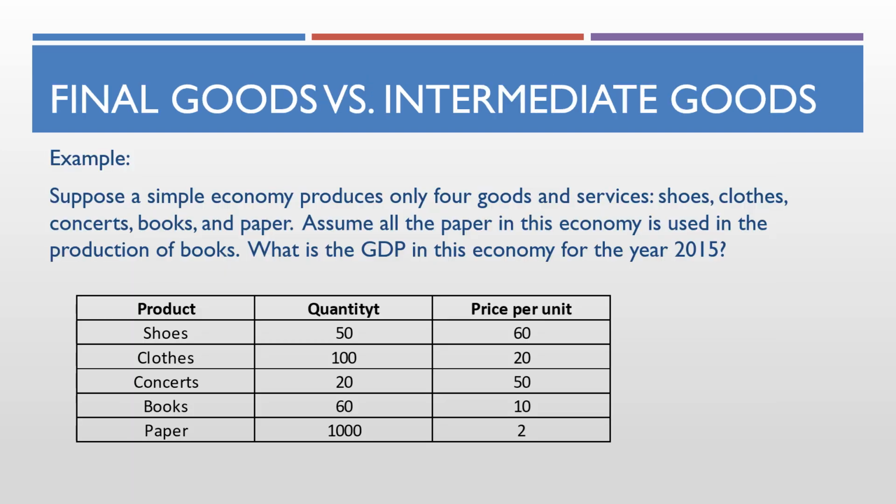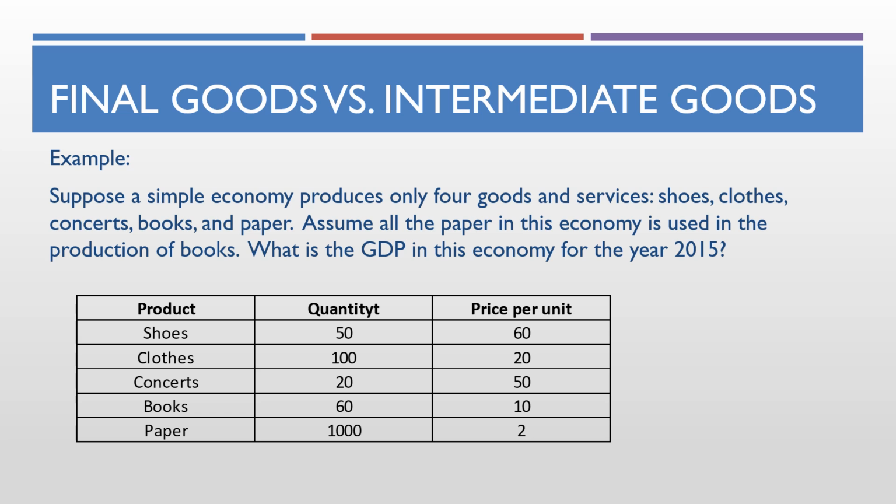So in the previous slides, we came across a few examples of different countries compared across GDP or per capita GDP. Now we would like to go back a little bit to the concept of what we call final goods and intermediate goods.